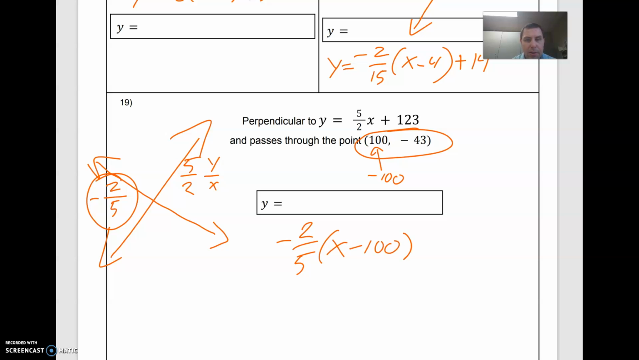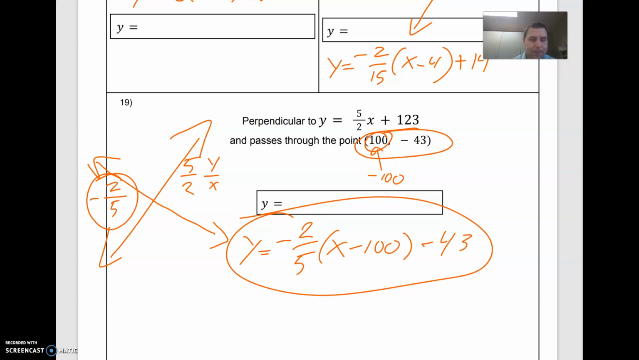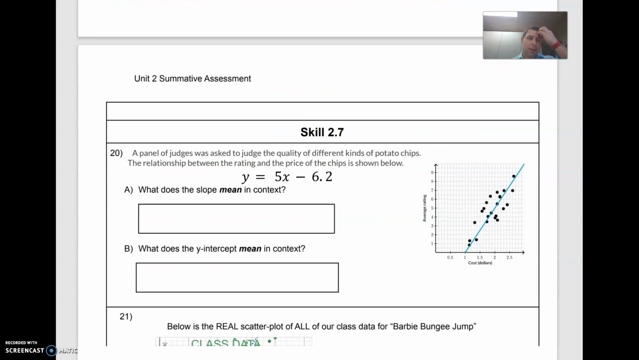And that will all go to 0 if I plug in 100, which allows me to start with -43. And there's your equation. And that's it.